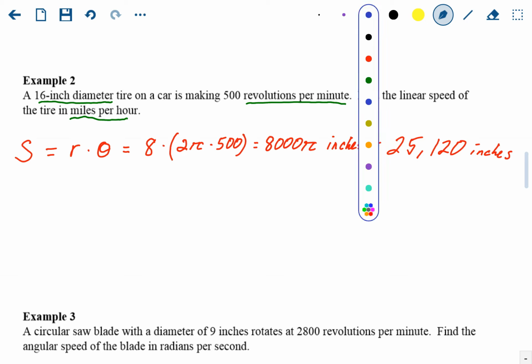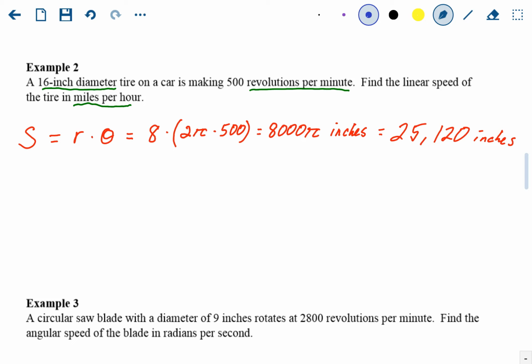But it's in inches, and first of all, we need to find the linear speed, which is v. Okay. So again, what we know is we know inches and we know it's per minute. So that's how many inches it goes per minute. So our velocity here, our linear speed, is 25,120 inches in 1 minute. That's our linear speed. That's the linear speed if it asked in inches per minute, but it doesn't ask that. It asks miles per hour.